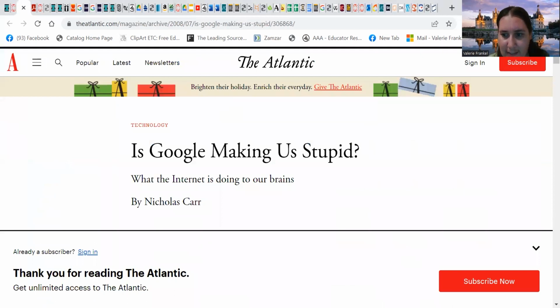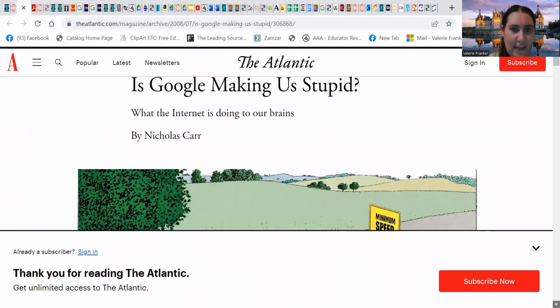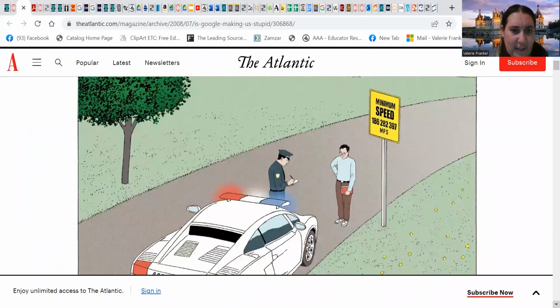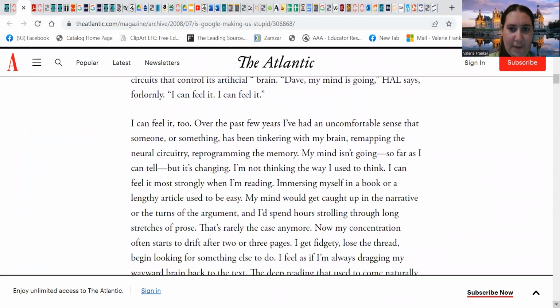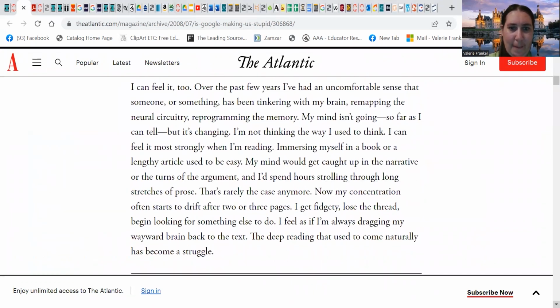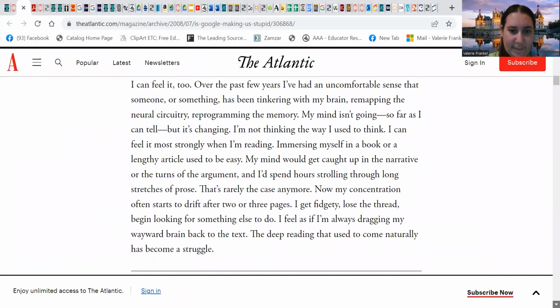Sample essays. "Is Google Making Us Stupid?" in The Atlantic. All right, we've got a quick, cute hook here if you know anything about 2001: A Space Odyssey, which is both a classic and rather dated now. Cute little hook about how "I can feel my brain going," says the computer. So can I, writes the author. Something is remapping my brain.